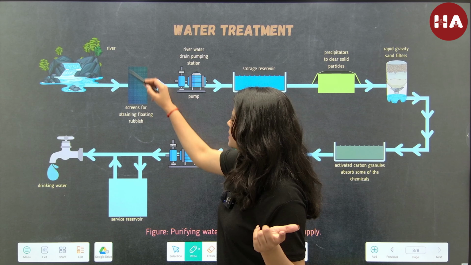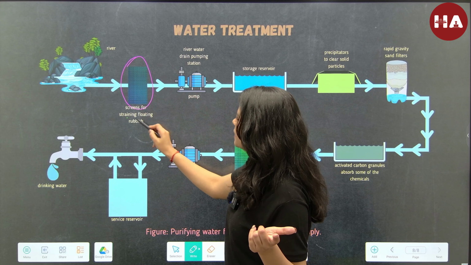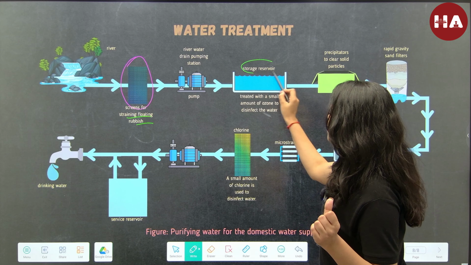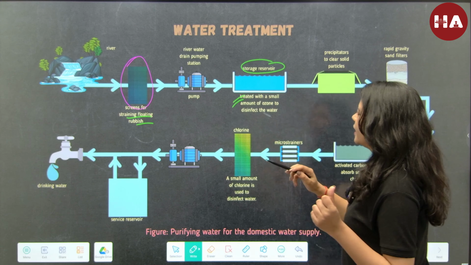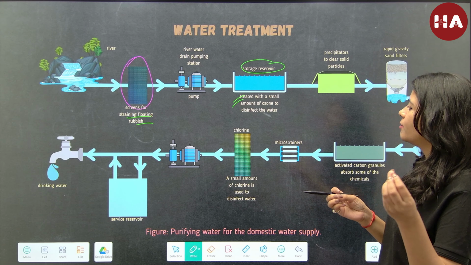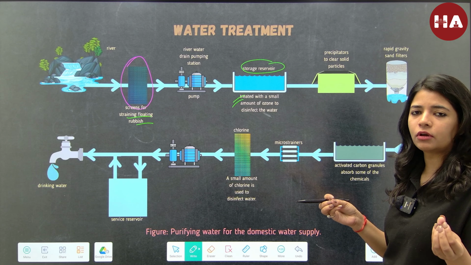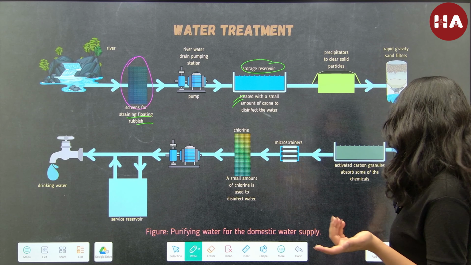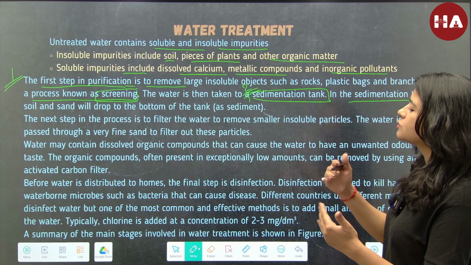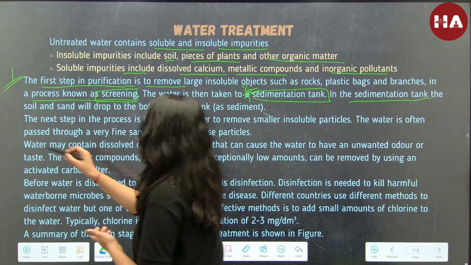So look here, this is your screening process, screens for straining floating rubbish, and then a storage reservoir where we add a small amount of ozone as a disinfectant for the water. Before that, what do we have? The sedimentation process. After this, what happens? The next step, let's say this is the third step.